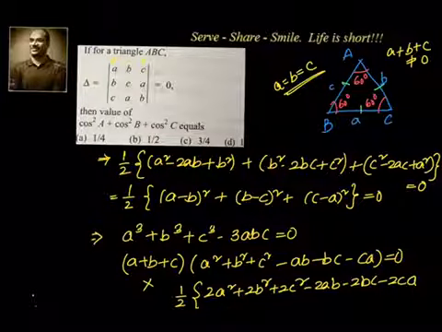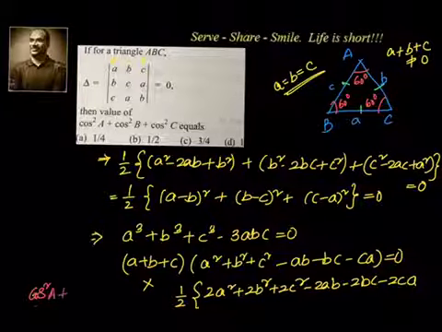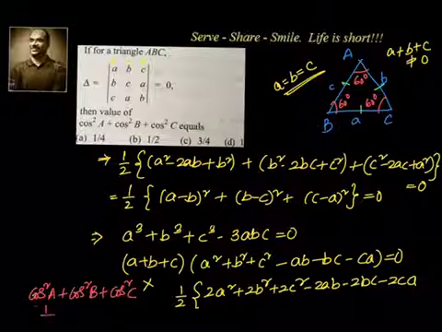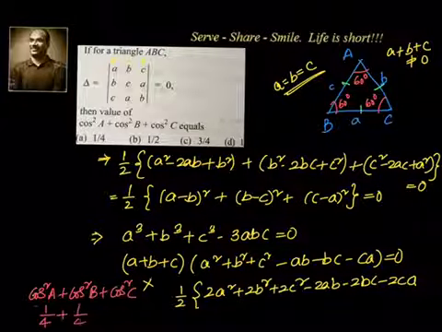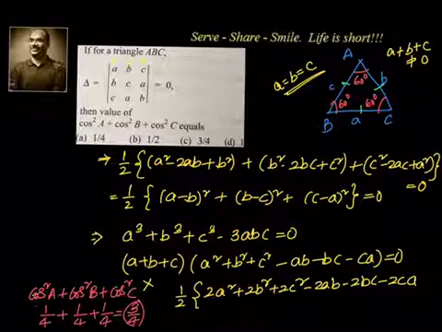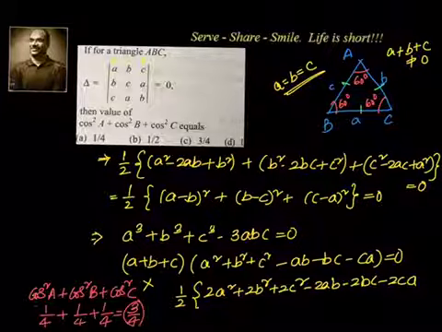We have been asked to tell the value of cos square A plus cos square B plus cos square C. What is cos 60? 1 by 2. 1 by 2 square is 1 by 4, plus 1 by 4 plus 1 by 4, which is equal to 3 by 4. So the solution is cos square A plus cos square B plus cos square C is equal to 3 by 4.